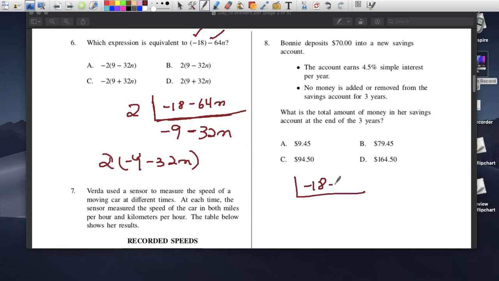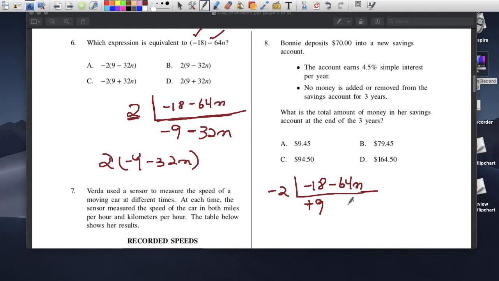Negative 18 minus 64n. So instead of pulling out a 2, which I did here, I'm going to pull out a negative 2. So now you have to think, negative 2 times what number is negative 18? Well, it can't be negative 9, because a negative times a negative is a positive, right? So instead of negative 9, it should have been positive 9. And again, negative 2 times what is a negative?